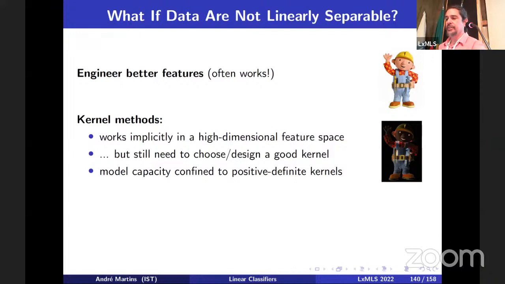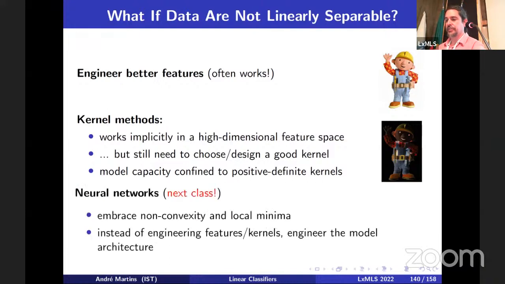And they are not as flexible as neural networks. They still result in a convex optimization problem, but we are also limited by having to use something called positive definite kernels. The next class tomorrow, Bixo is going to talk about neural networks, where we just stop trying to get something convex. You just embrace non-convexity and local minima. And instead of spending energy engineering features or kernels, you just spend effort designing a good model architecture, and you get for free good internal representations that avoid having to design explicit features.